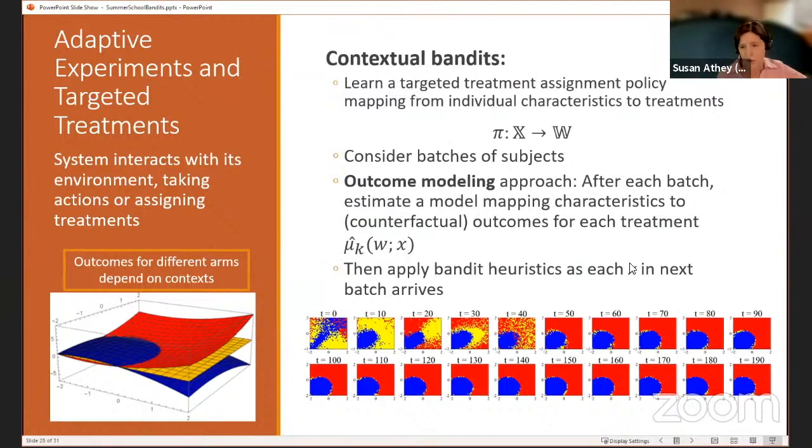One of the approaches, and the approach used in these pictures: how did we figure out what the probability should be? We use an outcome modeling approach. After each batch, you estimate a model mapping user characteristics to outcomes for each treatment. So K would be the batch, mu hat is my estimated outcome model. It depends on which arm I'm looking at, W. So here W would be yellow, green, blue, and X would be the characteristics. What we're going to try to do is, after each batch, learn the true structural model of the world, and then come up with the best treatment assignments.